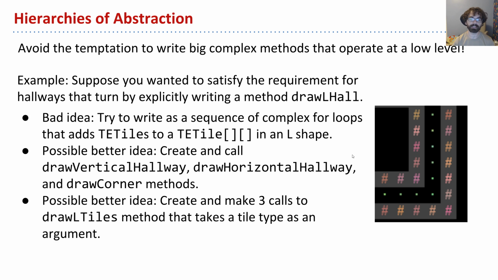Another idea, and I'm not saying that either of these is superior, but a better idea than doing this very low-level approach would be, okay, well, maybe what is an L-shaped hallway, but 3 L's? So I have this little L, a medium-sized L, and a big L. And so maybe this draw L tiles method, you give it a specific character you want, and it will draw you an L of the desired coordinates, of the desired size, and the desired tile.